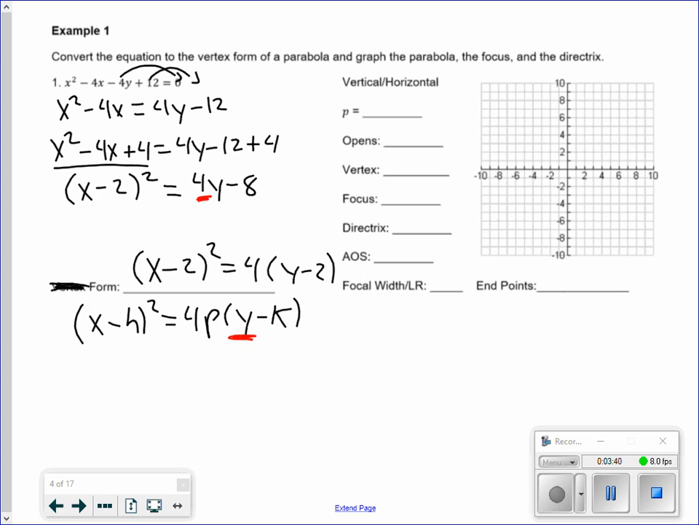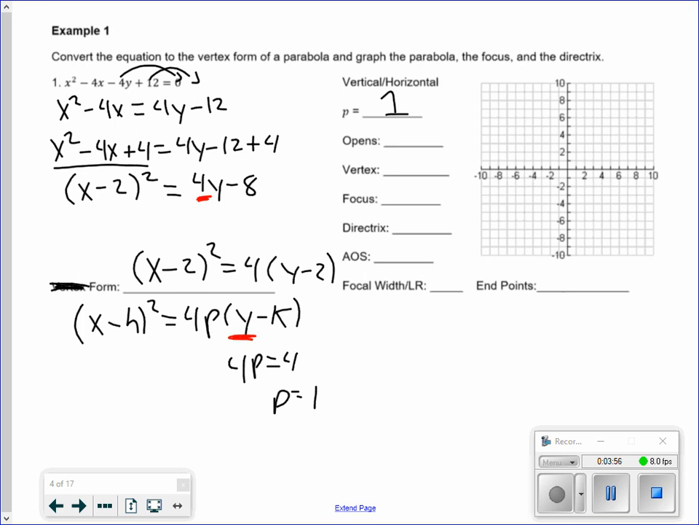Because anytime you see vertex form, just rewrite it to standard. So our 4p, in this case, is 4. So that means our p is 1. So right here in this first blank, our p is 1.